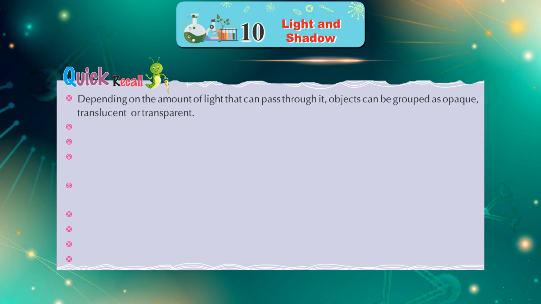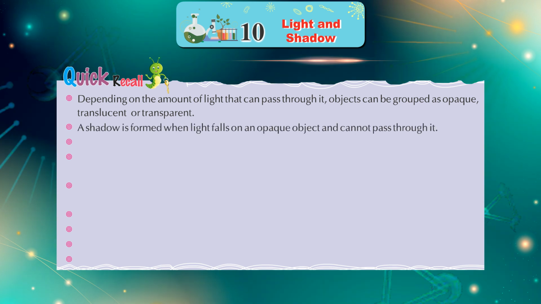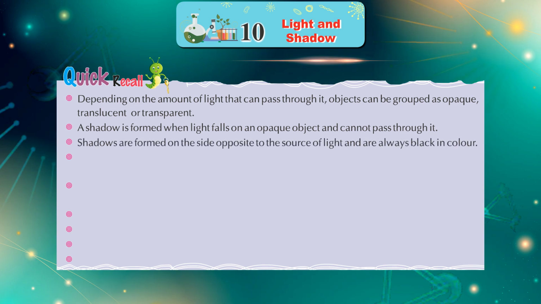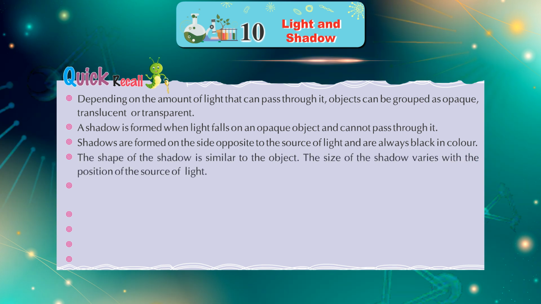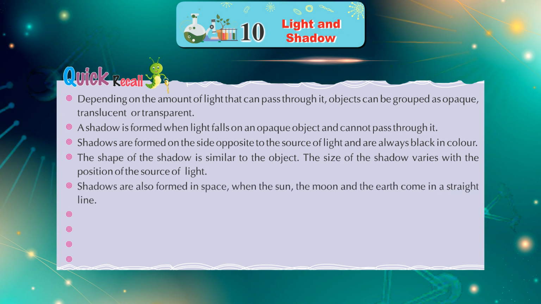Quick recall. Depending on the amount of light that can pass through it, objects can be grouped as opaque, translucent, or transparent. A shadow is formed when light falls on an opaque object and cannot pass through it. Shadows are formed on the side opposite to the source of light and are always black in color. The shape of the shadow is similar to the object. The size of the shadow varies with the position of the source of light.